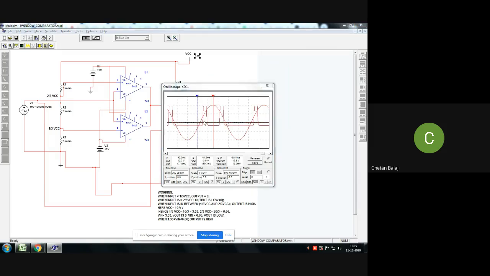Okay, so till this point, output is 0. Once after crossing that particular point of input, output becomes 1. Up to this point, again output becomes 0. Up to what point? Again till up to this point.